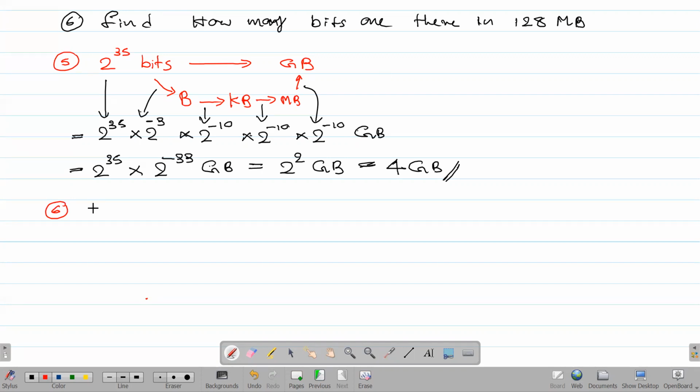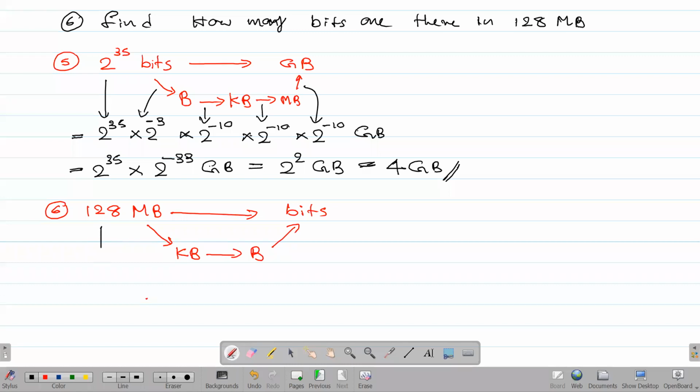Right. The sixth one says convert 128 megabytes into bits. So if you think about the journey, megabytes will become kilobytes. Kilobytes will become bytes, and bytes will become bits.